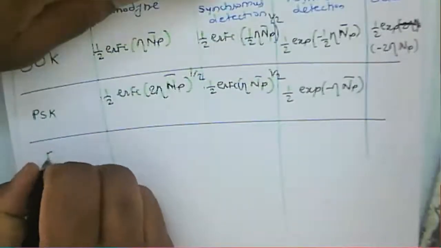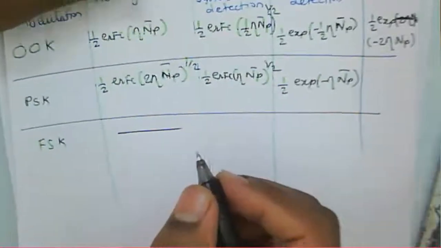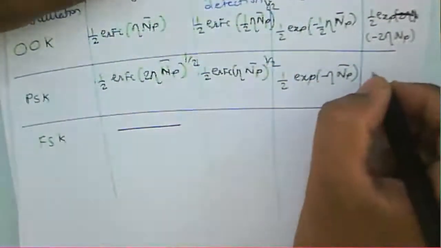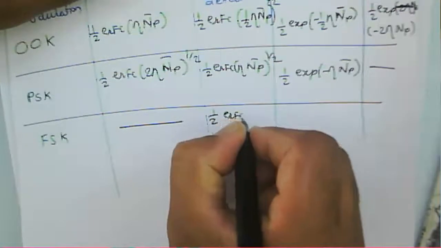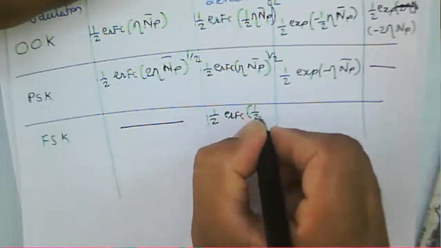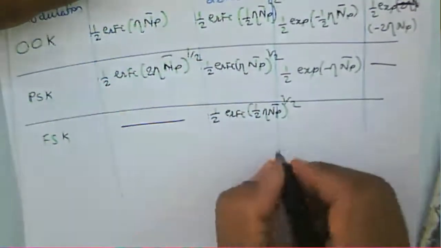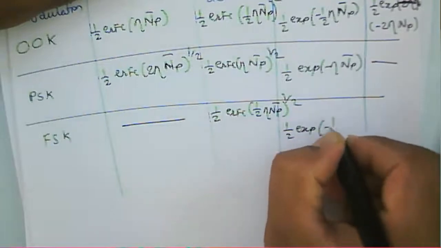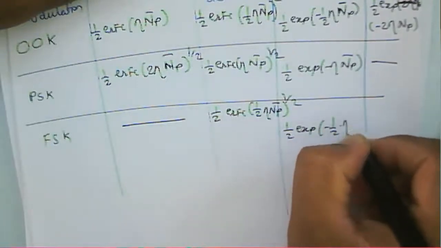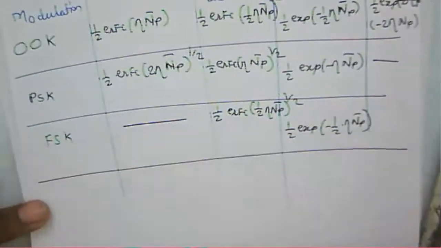Now in frequency shift keying, FSK, it does not support homodyne. It supports only heterodyne, so it does not support direct detection. That equation is 1 by 2 erfc of 1 by 2 eta NP average raised to 1 by 2, and this one is 1 by 2 exponential of minus 1 by 2 eta NP. This is the case for FSK.